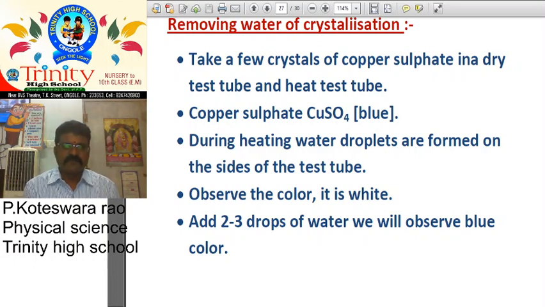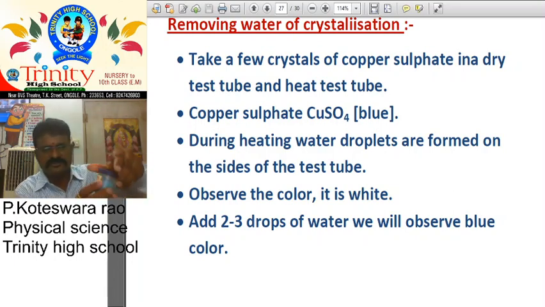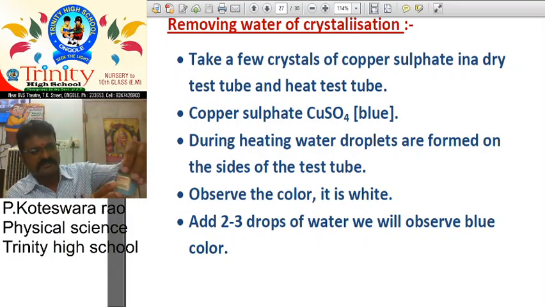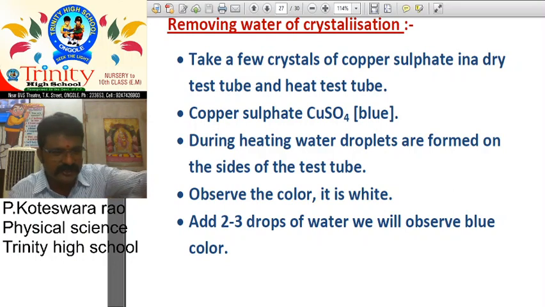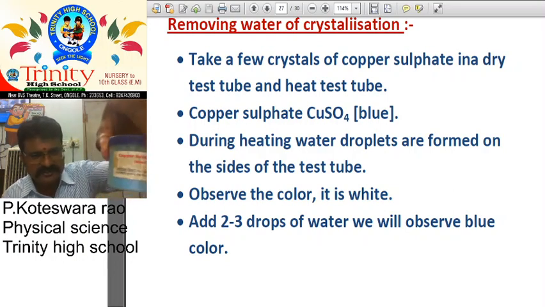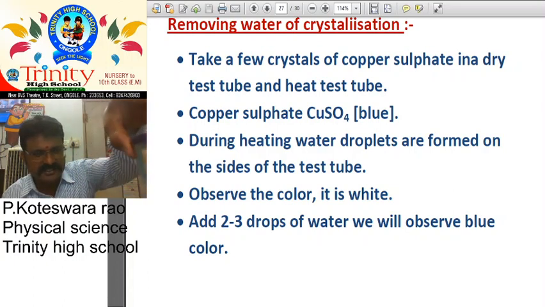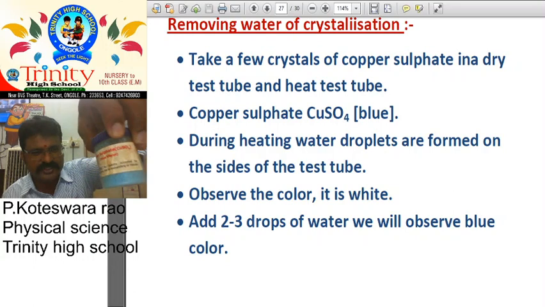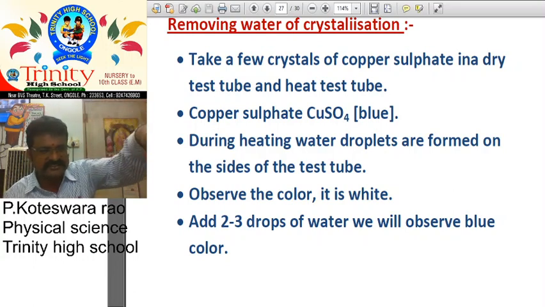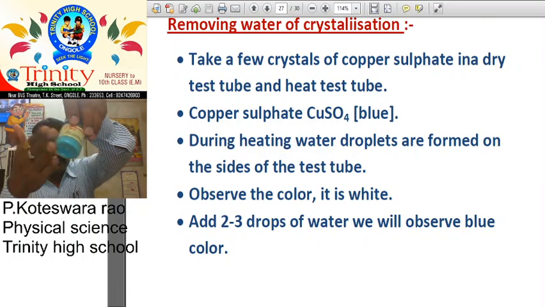Listen carefully. First of all, take a few crystals of copper sulfate. Do you know about copper sulfate? Copper sulfate is a blue colored crystal. Do you understand? This is the blue colored copper sulfate, CuSO4. Are you able to see? Which color is it? It is a blue color.